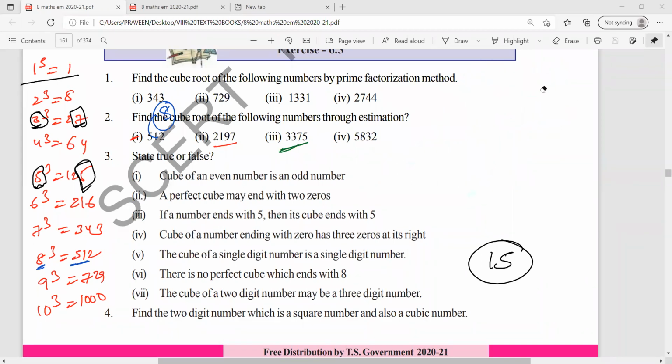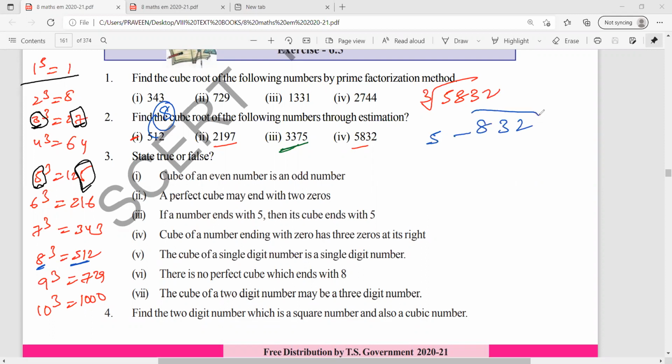I'll take one more last question for the same topic: the cube root of 5832. The method is very simple. Take the number and divide it into two parts: 832 is one group and 5 is one group. Take 832. What is the last digit? The last digit is 2. Among the cubes 1, 8, 27, 64, 125, 216, 343, 512, 729, which one ends in 2? Here you get 512.